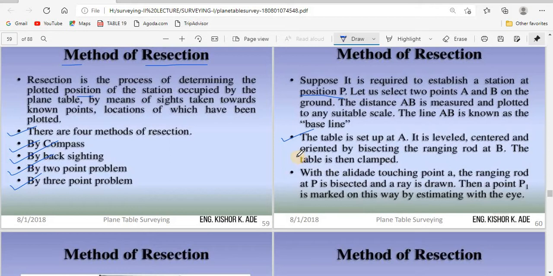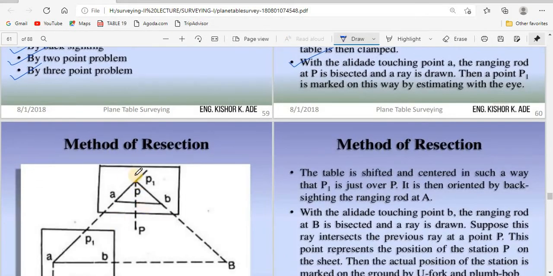Okay, the table is then clamped. Now with the alidade touching point A, the ranging rod at P is bisected, so a point P has been established. Okay, a point P has been marked with the help of a ranging rod. You need to bisect this ranging rod with the help of the alidade, and a ray is drawn. Okay, so a ray has been drawn. Then point P1 is marked on this ray by estimating with the eye. So with the help of eye judgment, you have to mark this point P1.